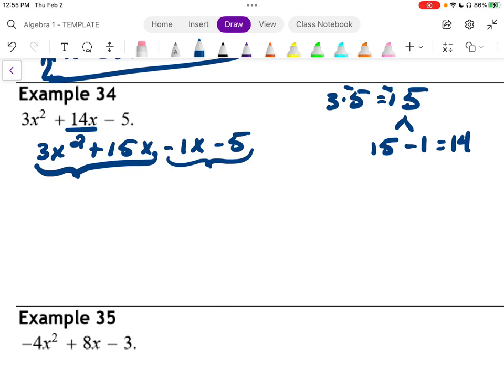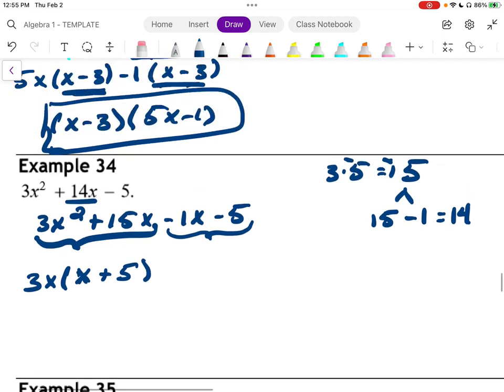In the first one, I can pull out a 3, right? There's a 3 and a 15. I can pull out a 3. And then both of them have an x, so I can pull out an x. Left over, in the first term, I remove the 3, so I'm left with just an x. In the second term, I removed the 3, so I got a 5, and then I also removed the x, so it's just x plus 5.